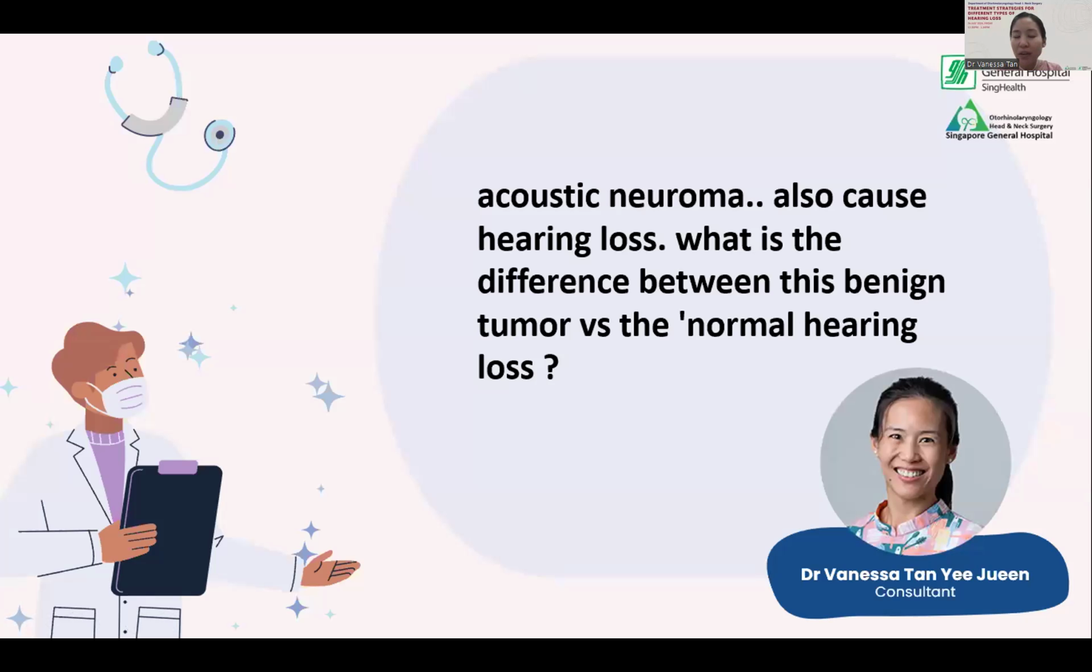I don't think we really call it normal hearing loss, but hearing loss, we can categorize into conductive versus sensory neural hearing loss. Conductive hearing loss is for problems in the ear canal or the middle ear, whereas sensory neural hearing loss is for problems due to things like acoustic neuroma or age-related hearing loss. So it's important to know the categories of hearing loss, conductive or sensory neural, because the treatment will vary.